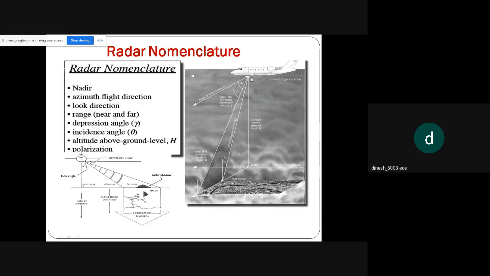Then the angle from where we observe the near range and the far range is shown in the figure. There is the pulse of microwave energy which is transmitted from here, and a near and far range depression angle gamma. With this nomenclature, in the left hand side diagram, we have the look angle, near range, mid range, far range, and the radar is present. This radar will detect this mountain or this image along its motion. So this hilly region is identified using microwave frequencies.